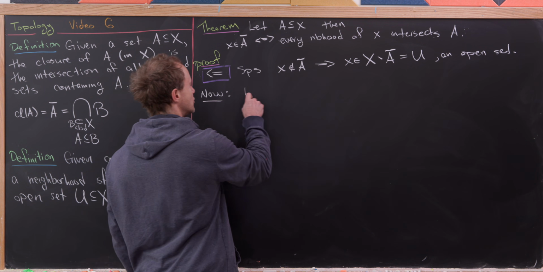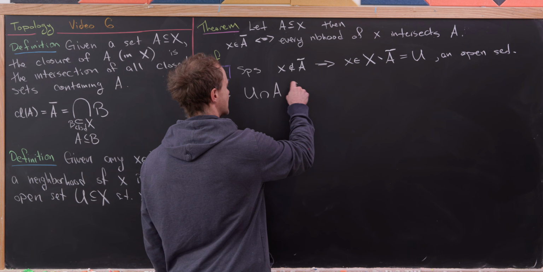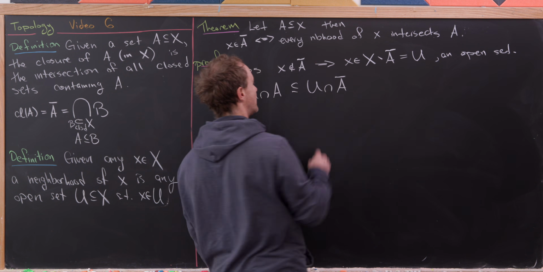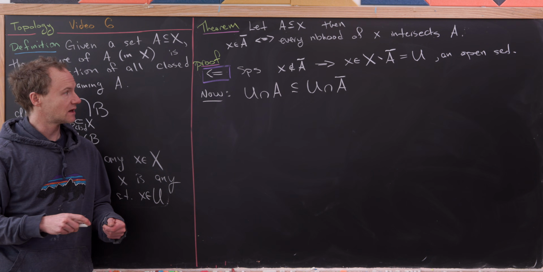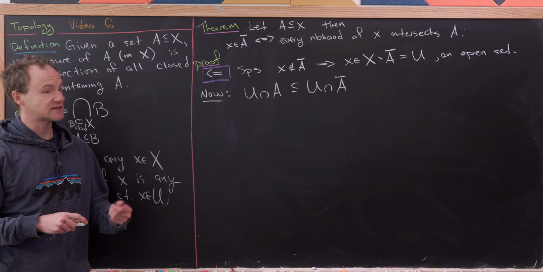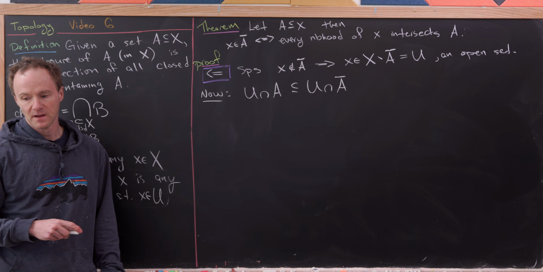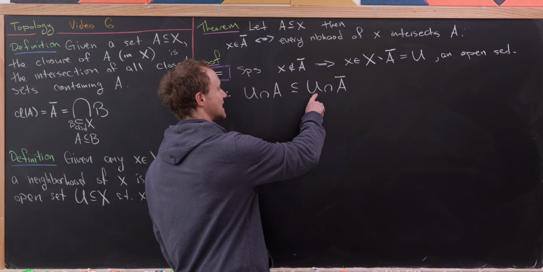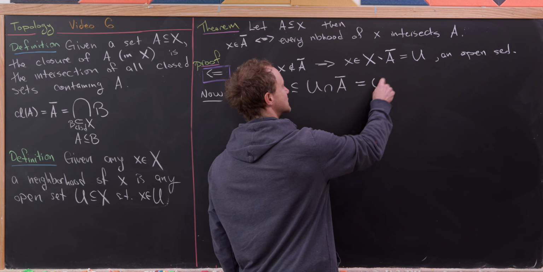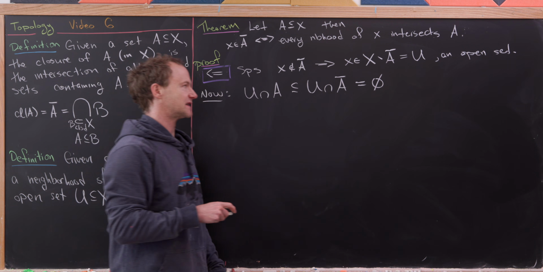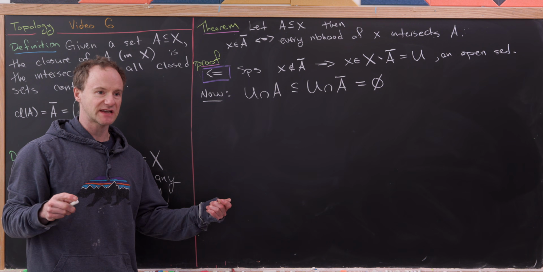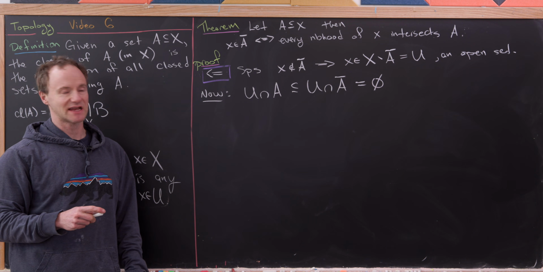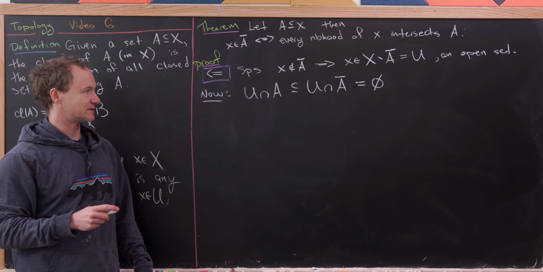Now let's look at the following. We'll look at U intersected with A, but observe that that is a subset of U intersected with A bar, given that A is a subset of A bar. But now let's observe that U intersected with A bar is most definitely the empty set, because what we're doing there is intersecting a set and its complement. Anytime you intersect a set and its complement, you've got to get the empty set.